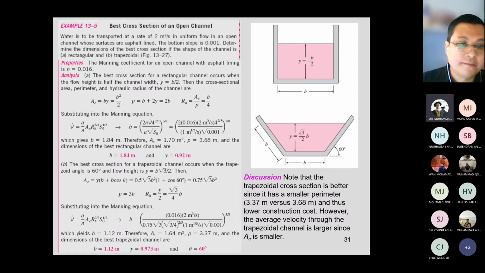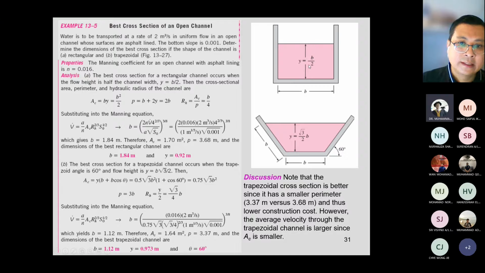Okay, this is an example comparing the rectangle condition and the trapezoidal condition. So what will represent the best hydraulic condition? We will compare which is the best one. For the best trapezoidal cross section, it is represented by B, and the best rectangular cross section is represented by A. So it will compare.